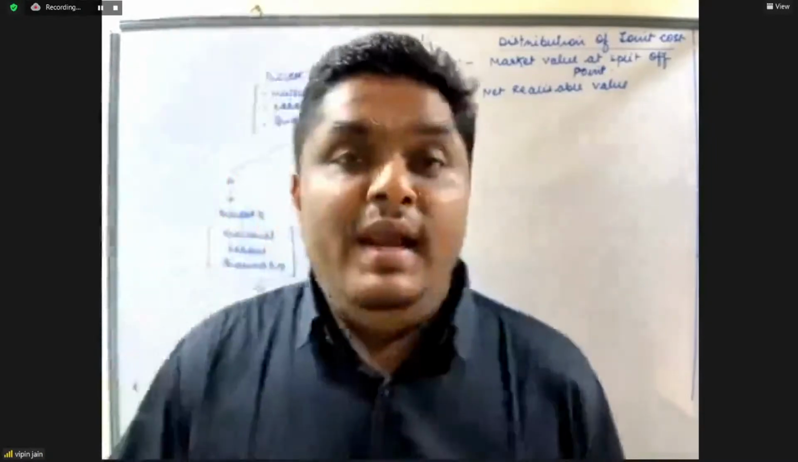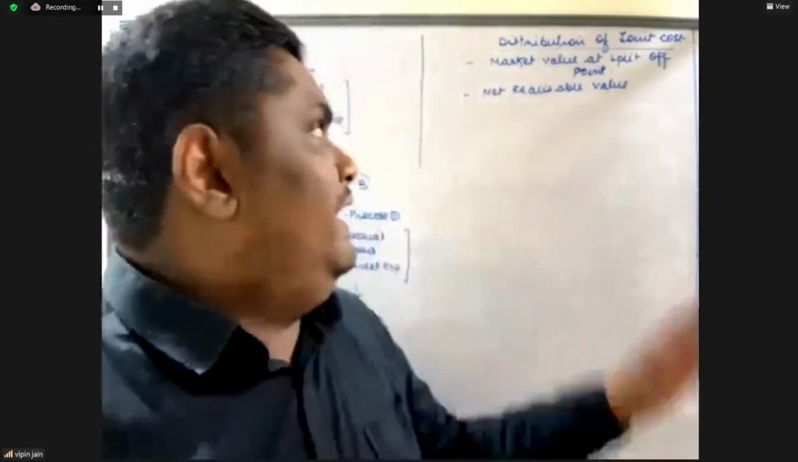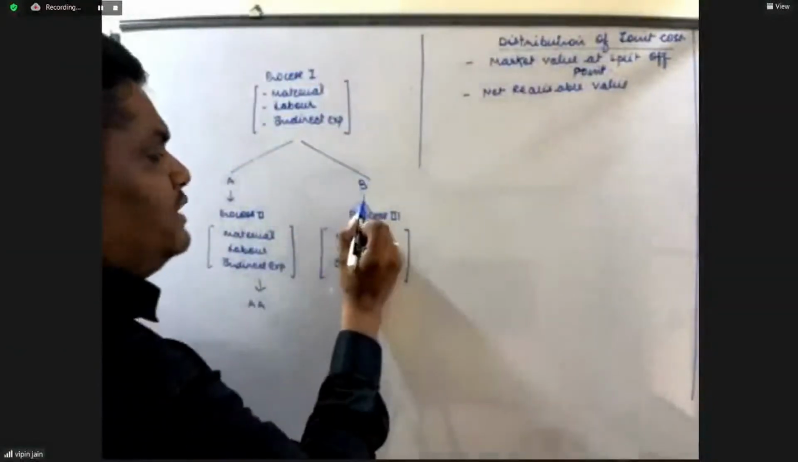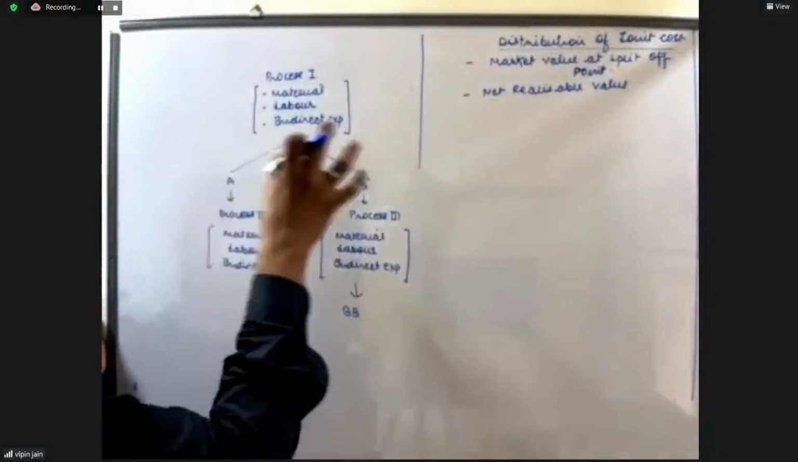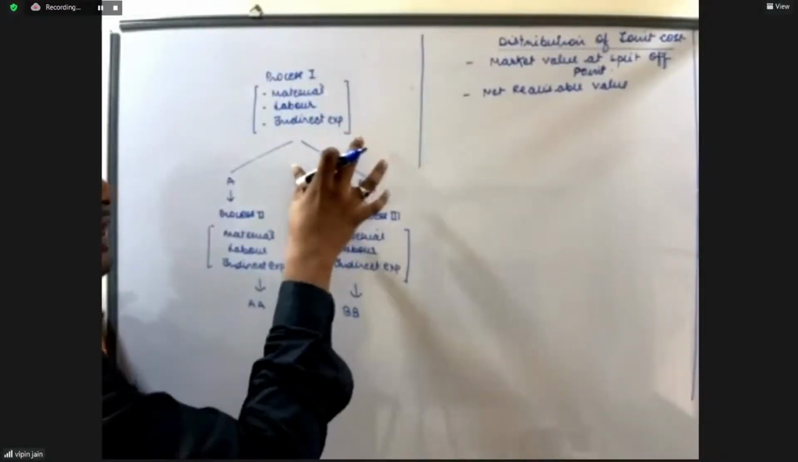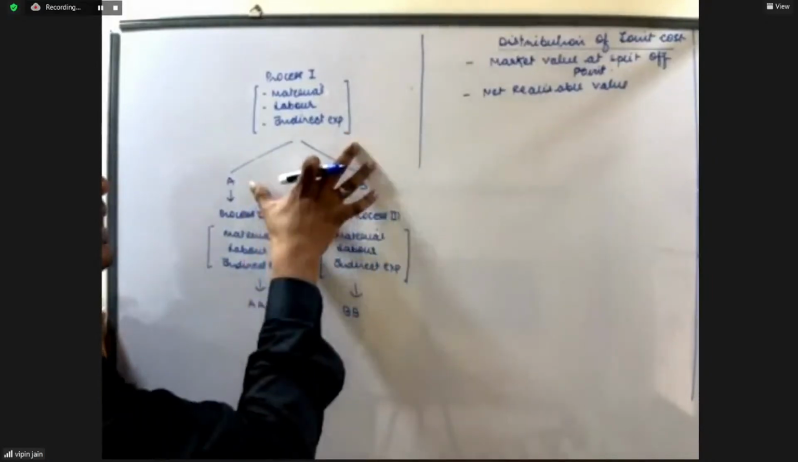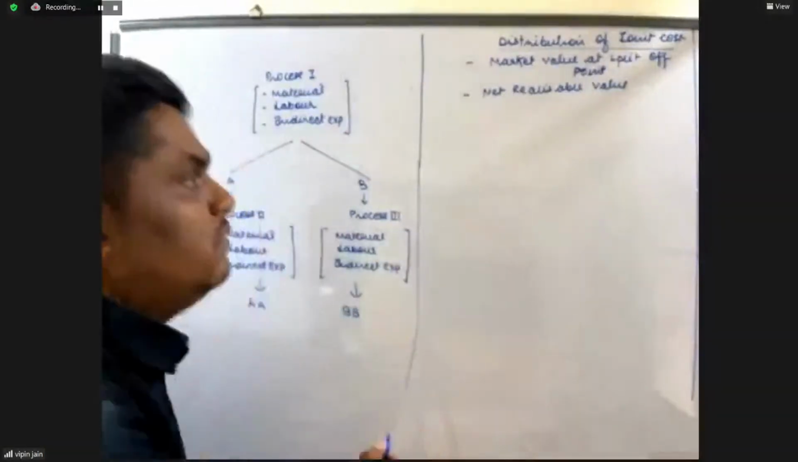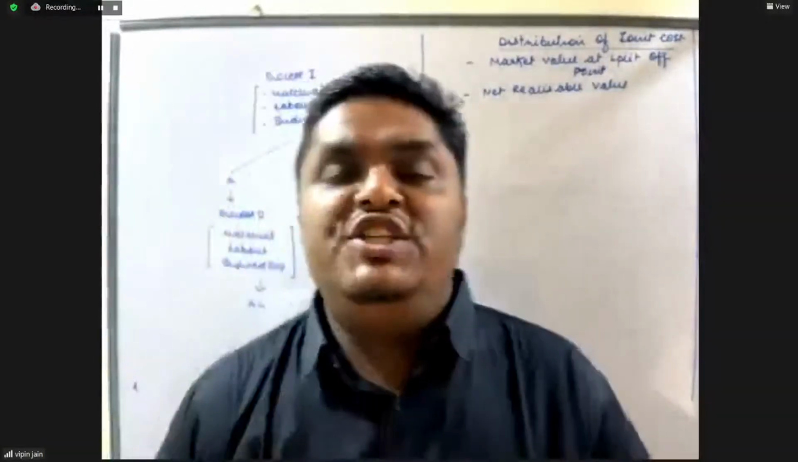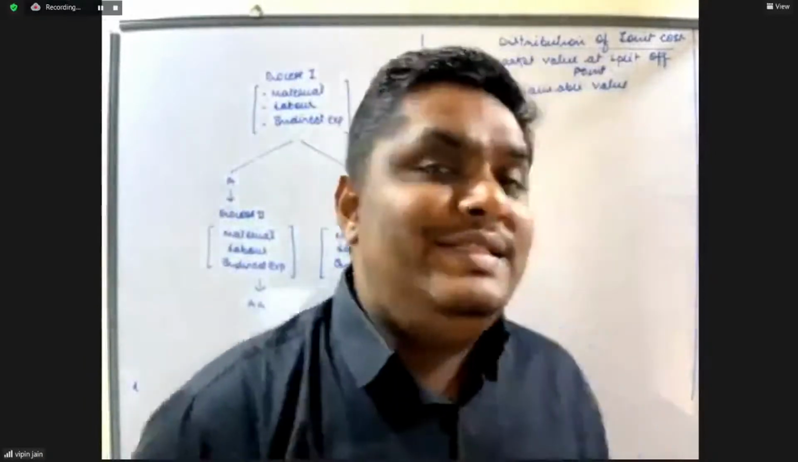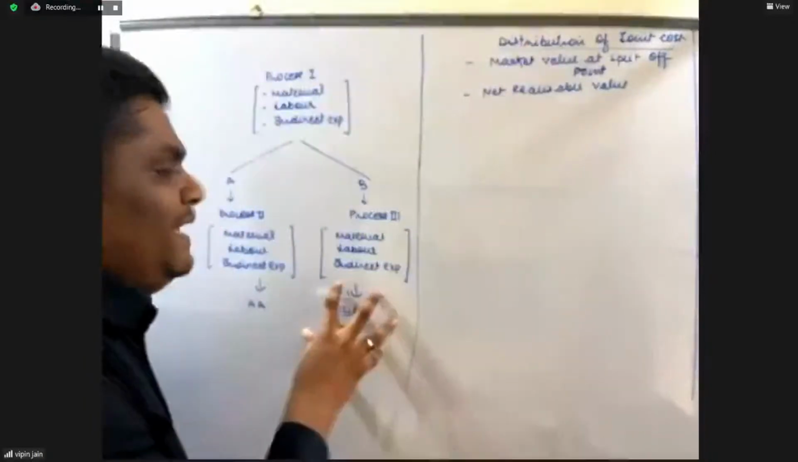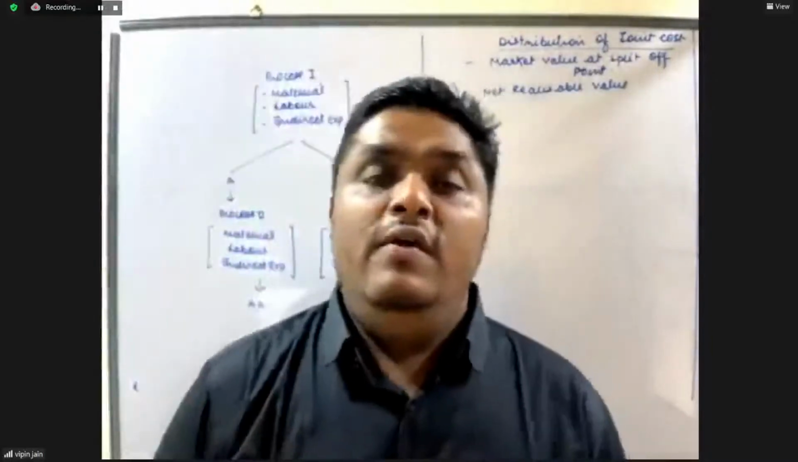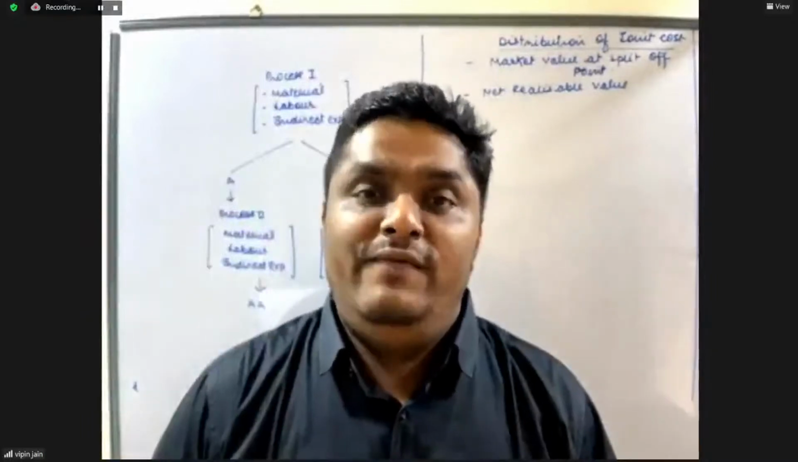So now let's proceed further. If the market value at split-off point is available, then the joint cost is to be distributed in the ratio of market value at split-off point. If it is not available, we'll calculate the dummy market value, that is what we call the net realizable value. Now, let's take a situation wherein, in the question, the selling price of this product is not available. Or let's take a situation wherein the further processing cost is not given in the question.